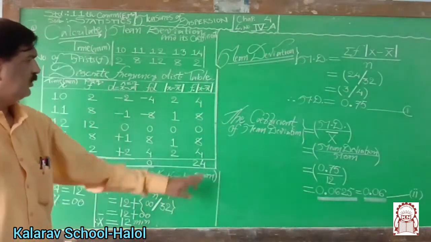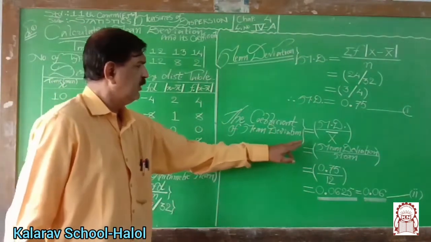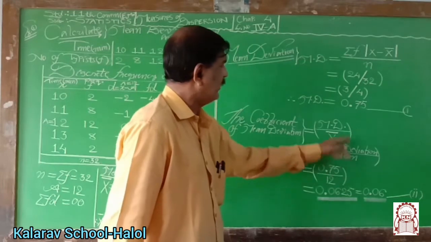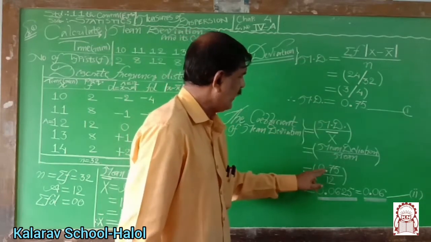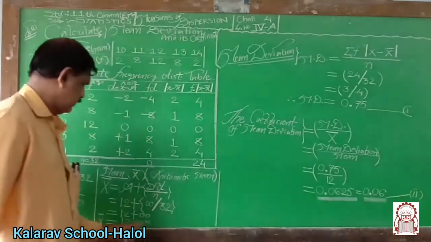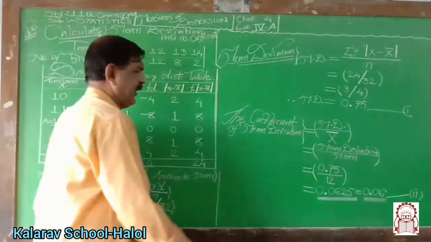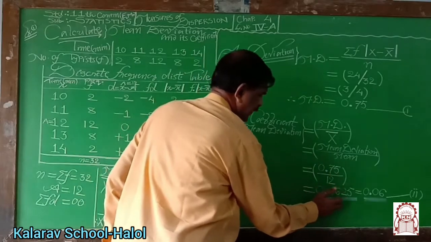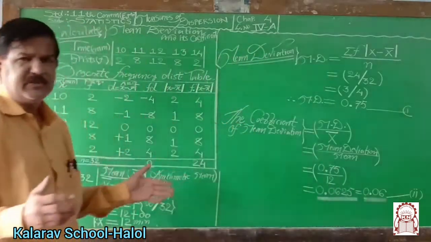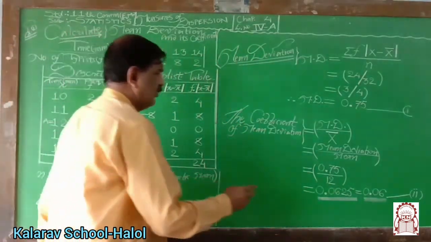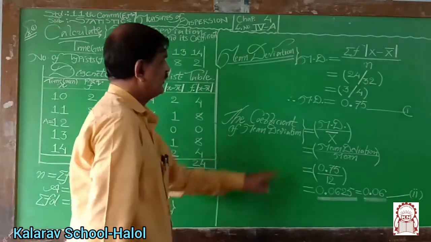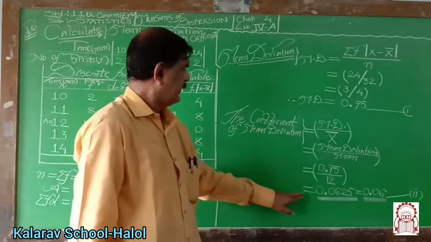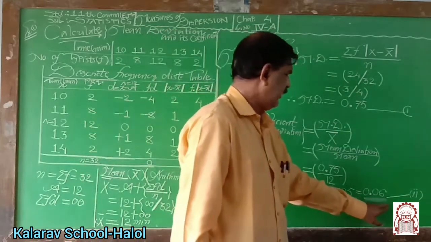And the coefficient of mean deviation is nothing but MD upon x bar, that is mean deviation upon arithmetic mean. Mean deviation is 0.75 and mean is 12. 0.75 upon 12. The division is 0.0625, or approximately 0.06. Mean deviation, call this answer number 1. Coefficient of mean deviation, call this answer number 2.